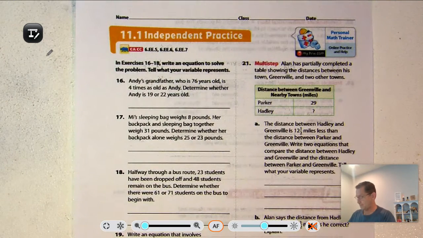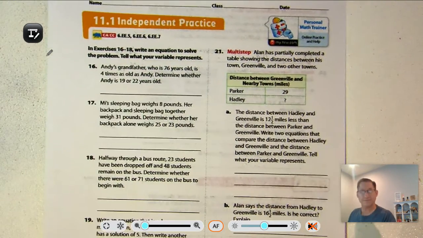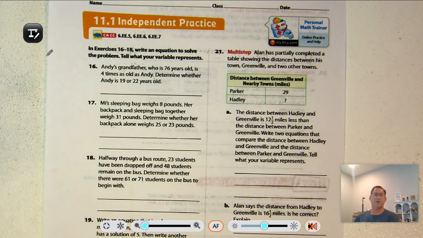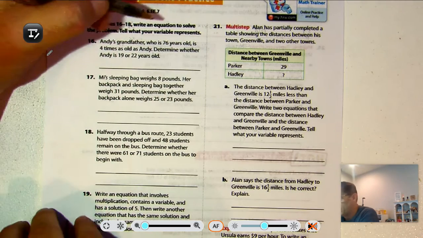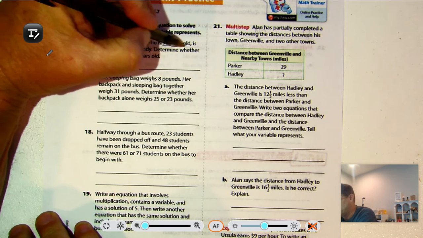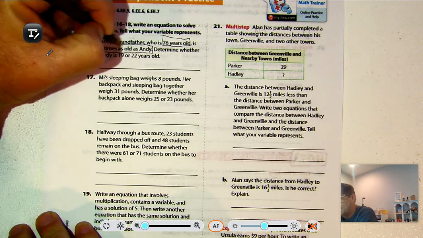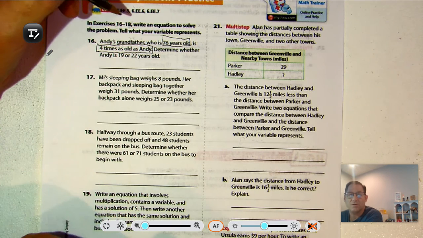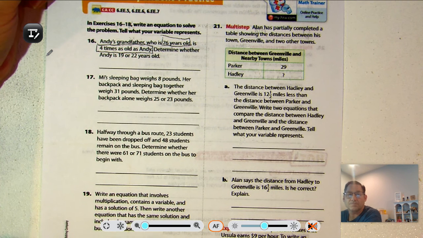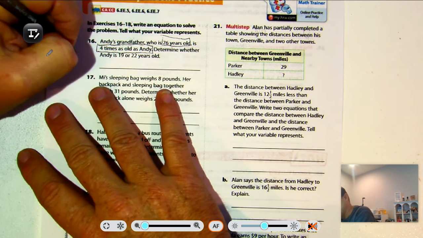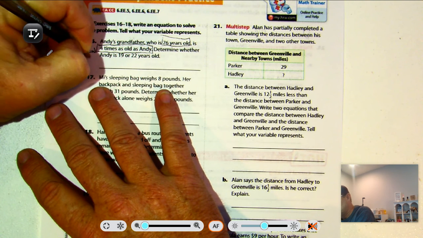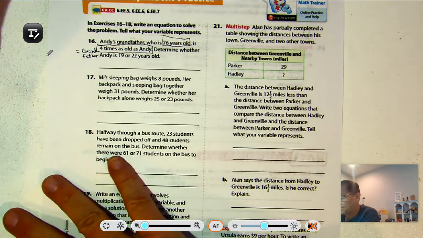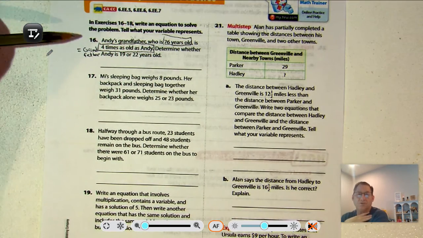All right, and our next to last page, 303, write an equation to solve the problem. Tell what your variable represents. Andy's grandfather, who is 76 years old, is 4 times as old as Andy. Determine whether Andy is 19 or 22 years old. So we know that the grandfather is 76 years old.